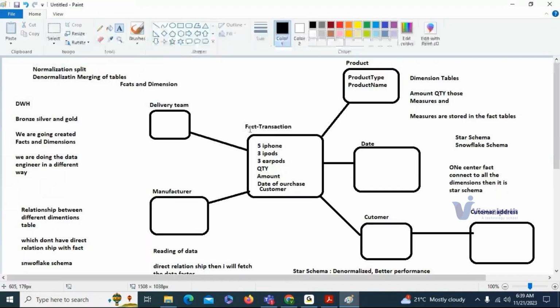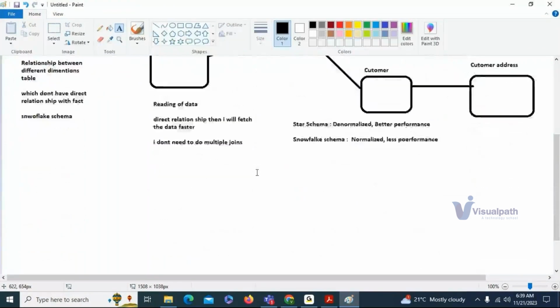The interviewer will definitely ask how many types of schemas are available. You say star schema and snowflake schema. Then he immediately asks what the star schema is, which is better performance wise, and which is more normalized. So you must know this concept. Conceptually, it is really important.